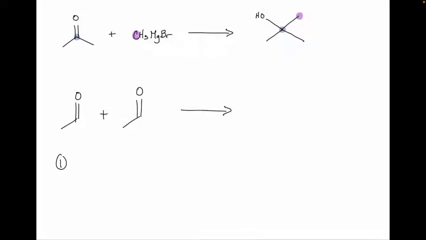Okay. So step one, we've got to form our enolate. So we're going to make this one right here our enolate, and everybody take a second and convert this aldehyde to the enolate.